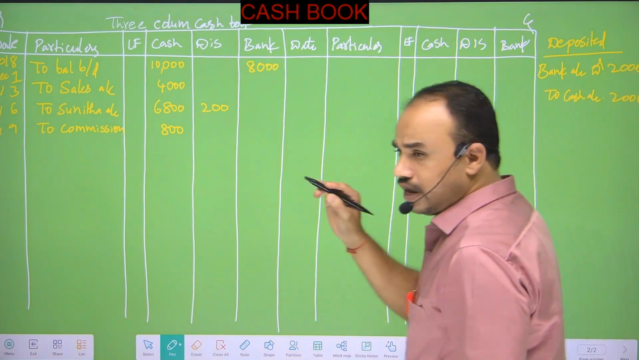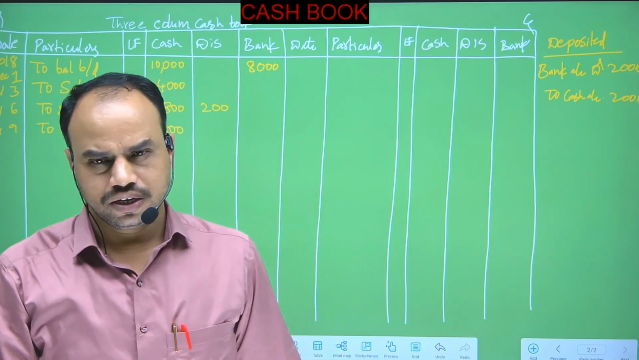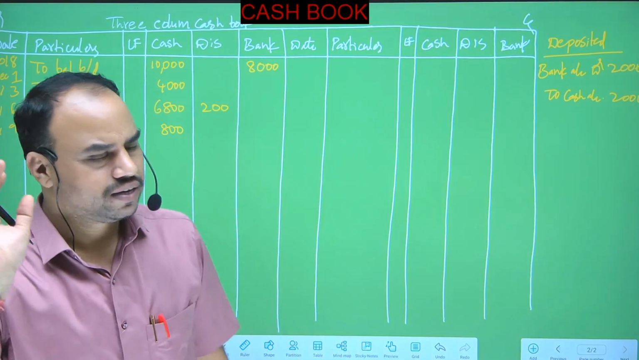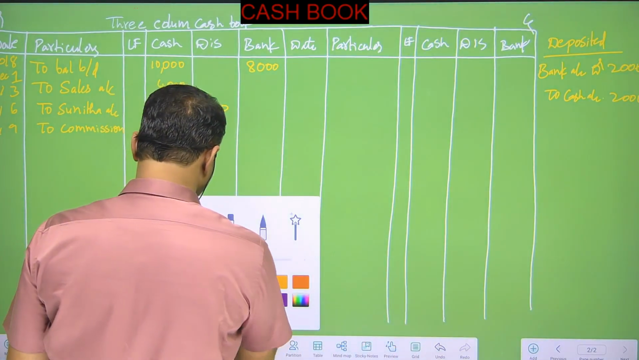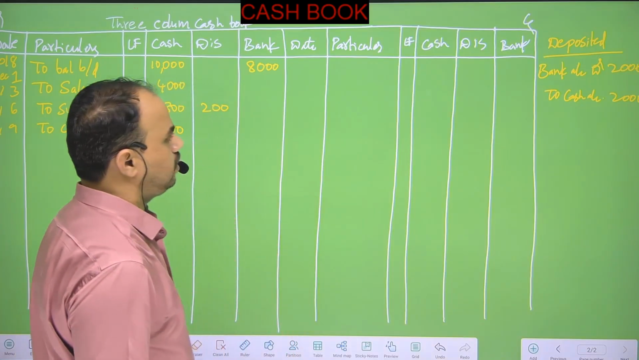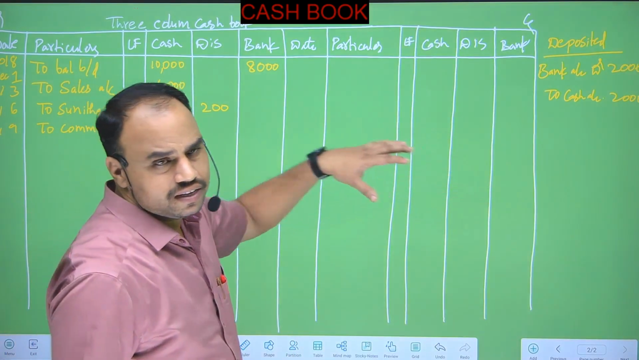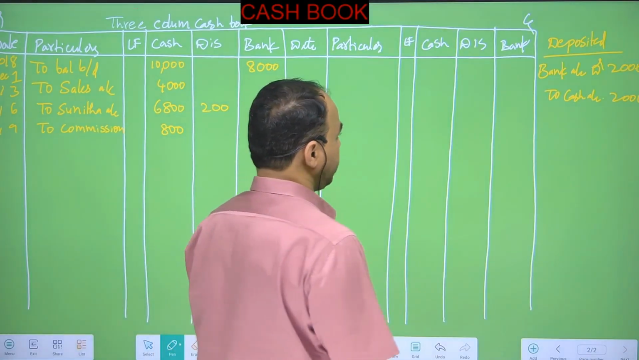Now this is the important point. If you learn how to post this journal entry in the 3-column cash book, you will be able to do the 3-column cash book easily. Okay, now let's see how to post this journal entry in the 3-column cash book. Look at the board carefully.